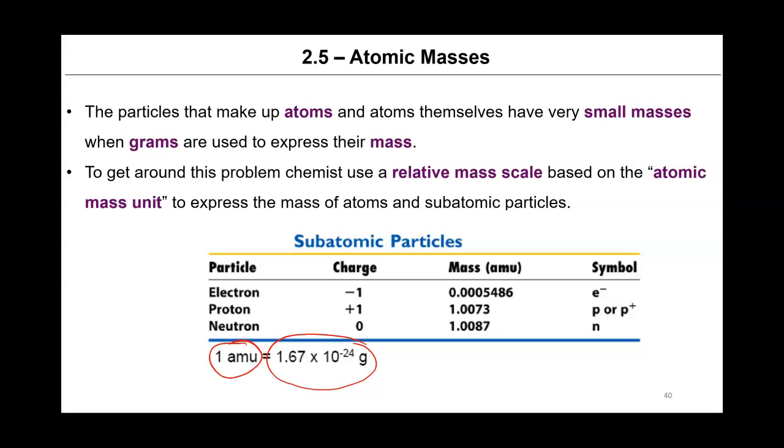On this scale, the mass of a proton or neutron is about 1 AMU, and the mass of an electron is about 5.5 by 10 to the minus 5 AMU.